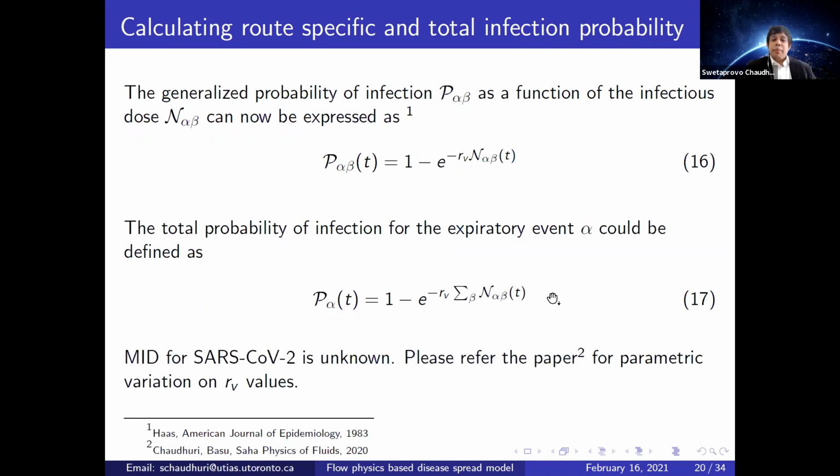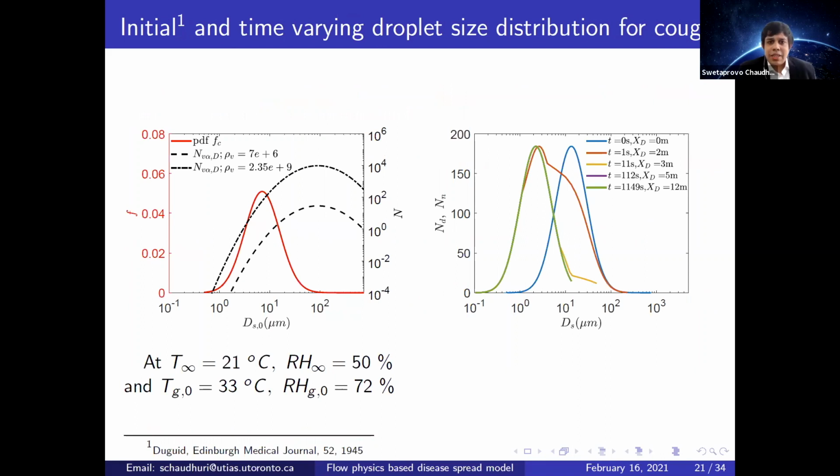Now, the MID, the minimum infectious dose for SARS-CoV-2, is unknown. So what we do is essentially a variation of these parameters to see what kind of response we get. I'll come to that later. So these are the results. This is the initial droplet size distribution that is ejected from a cough.